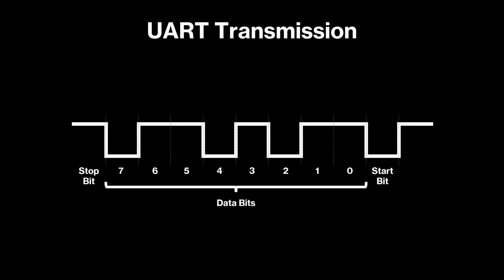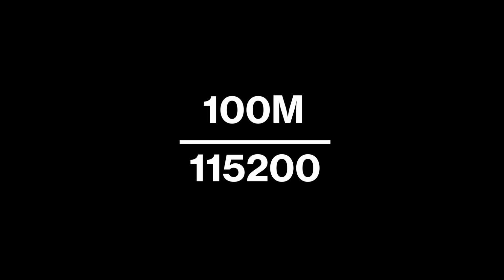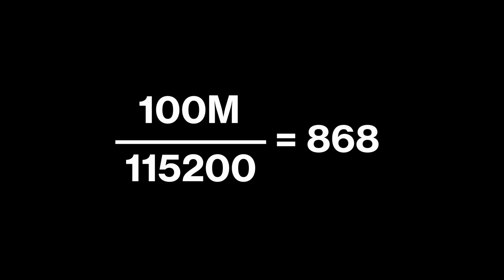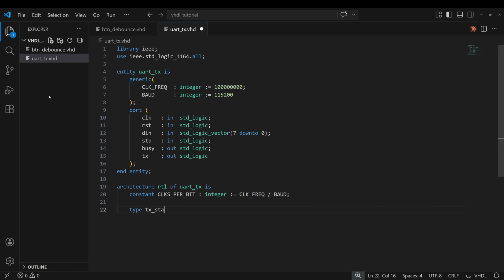To achieve the correct baud rate with a faster system clock, each bit must be held for multiple clock cycles. Clocks per bit is the number of clock cycles each bit should be active. It's calculated by taking the clock rate over the baud. So with a clock rate of 100 MHz and a baud of 115.2k, our clocks per bit comes out to 868. Our result is actually not quite a whole number, but since it's an integer, it'll automatically truncate any digits after the decimal point. From here, we'll create a new state machine type.